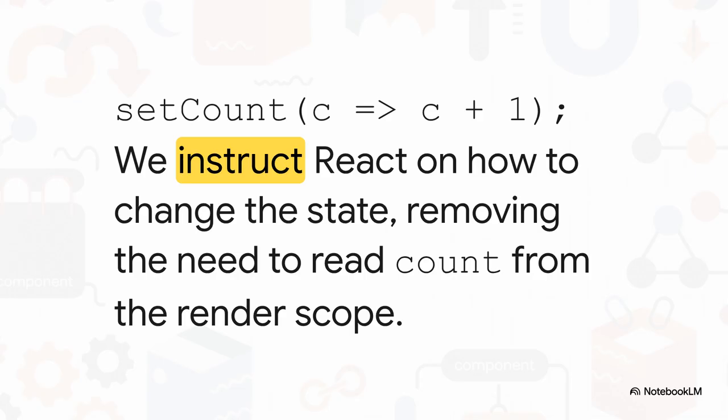The real fix, the elegant fix, is to remove the dependency altogether. Instead of reading count from our component scope, we use the functional update form of setCount. We pass it a function, setCount c plus 1. What this does is it tells React, hey, I don't care what the current count is, just take whatever it is and add 1 to it. Now our effect code doesn't depend on the count variable anymore. Our empty dependency array is now honest, and our code works perfectly.